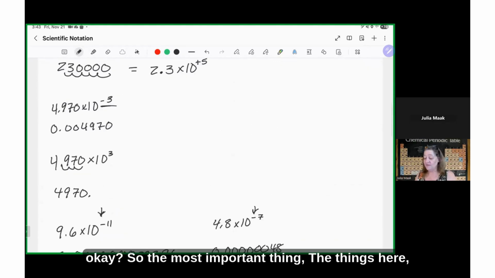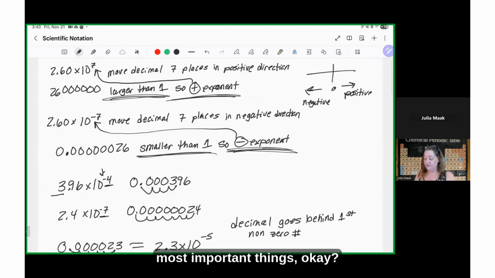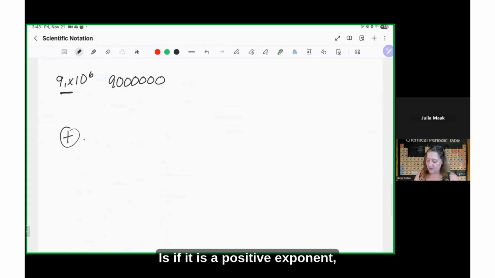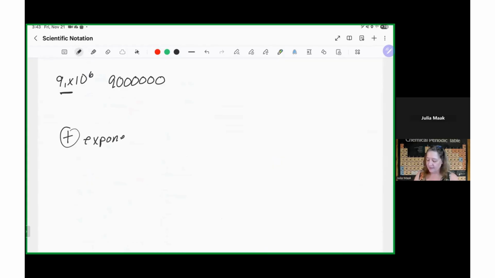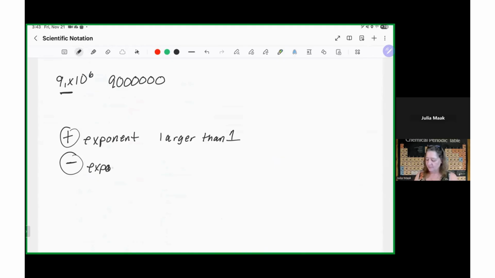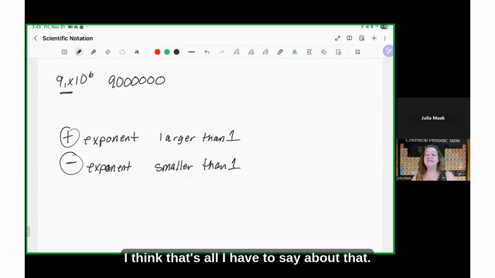So the most important things here, okay, is if it is a positive exponent, the number is larger than 1. If it is a negative exponent, the number is smaller than 1. Okay? I think that's all I have to say about that.